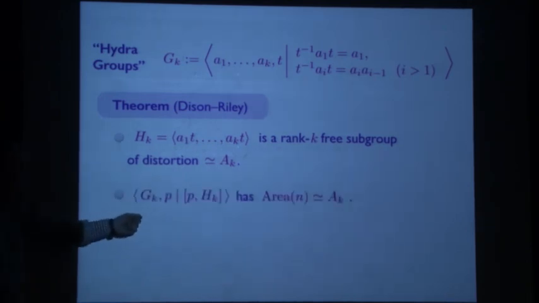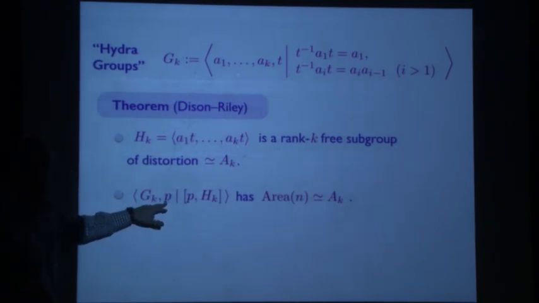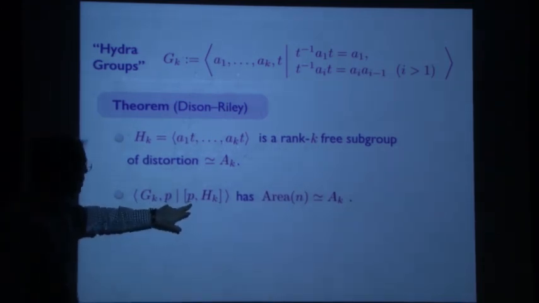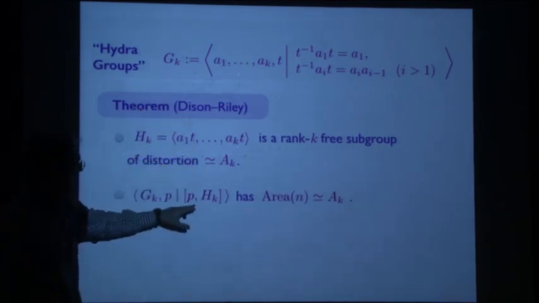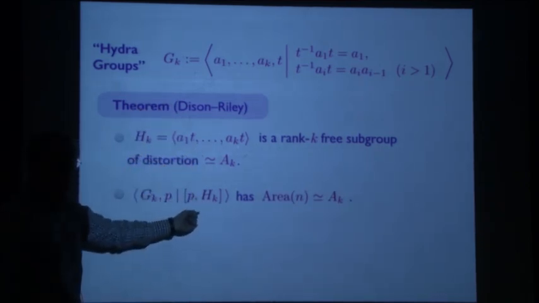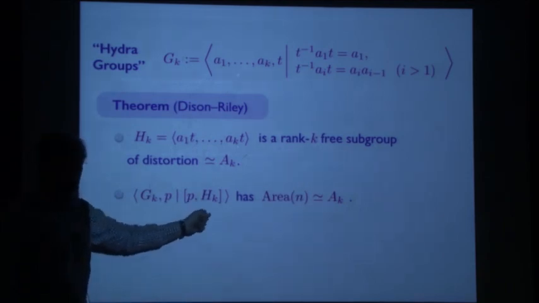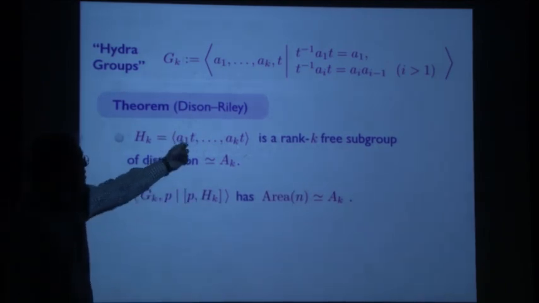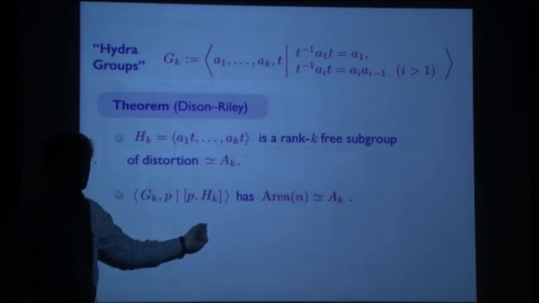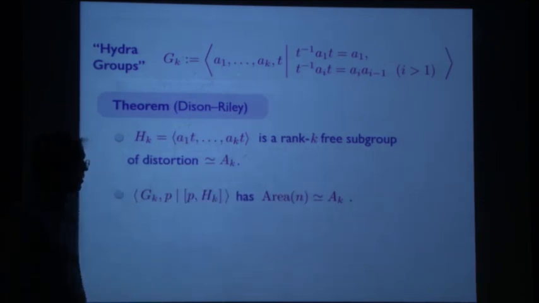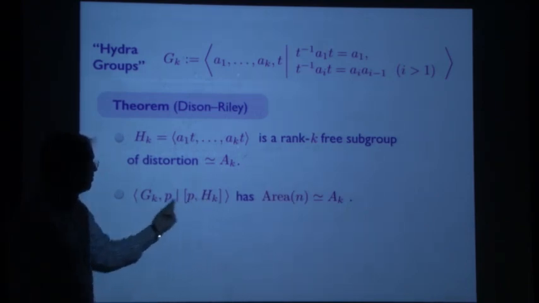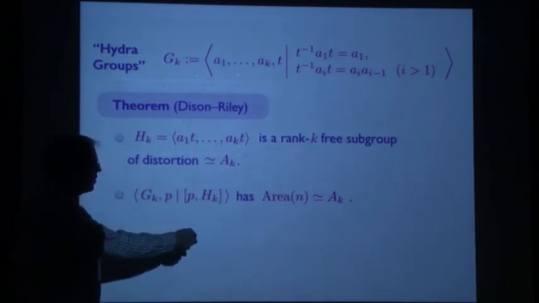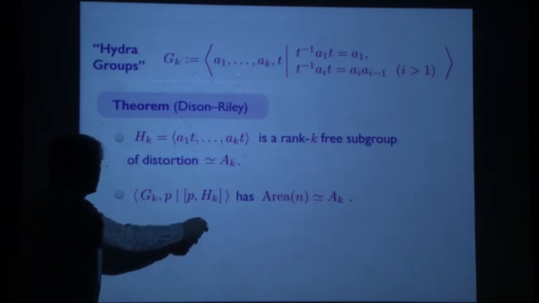And if we use this and build another group, we introduce another stable letter P, which commutes with everything in the subgroup H_K. This is just shorthand for introducing relations that say P commutes with each one of these generators. Then this is a finitely presentable group. Its Dehn function grows like the Kth of Ackermann's functions.